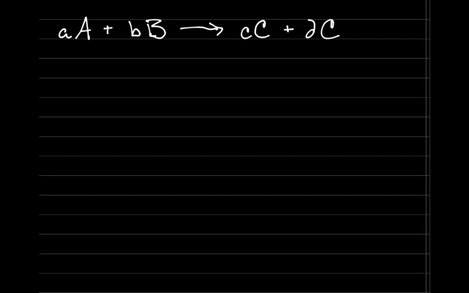Okay, so let's write a general equation. Say we have coefficient A, molecule A, plus coefficient B, molecule B, produces coefficient C, molecule C, plus coefficient D, molecule D. Those are our molecules, and the lowercase letters are our coefficients.